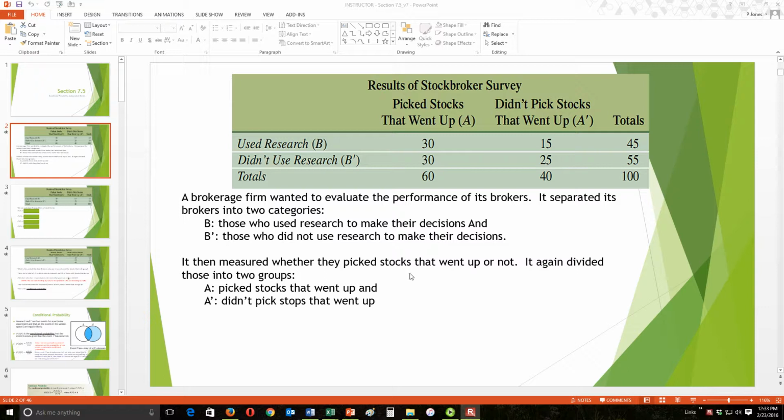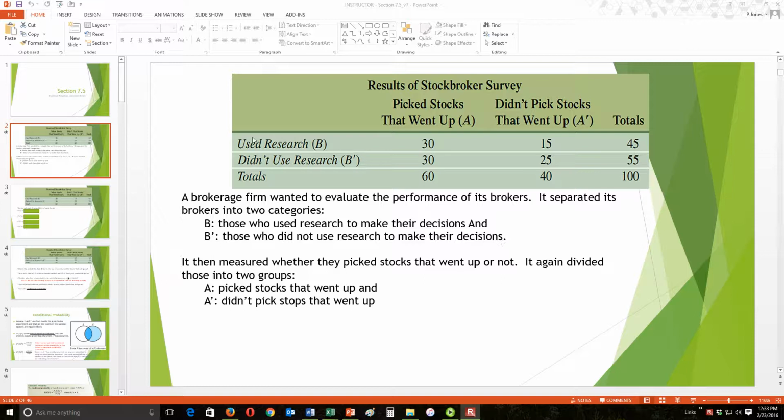We're going to deal with conditional probability today. The first thing we're going to look at says a brokerage firm wanted to evaluate the performance of its brokers. It separated its brokers into two categories. B was those who used research to make their decisions, and B complement were those who did not use research to make their decisions.